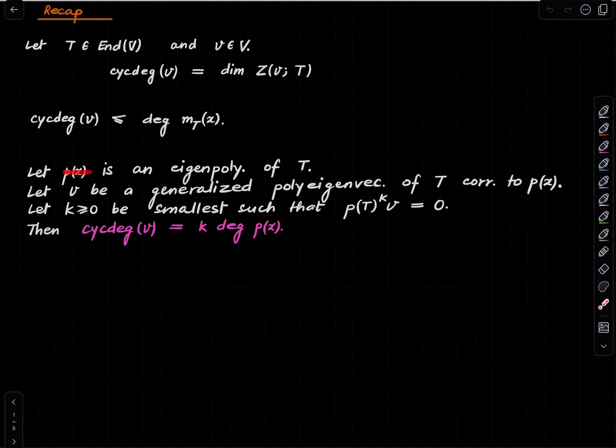If P(x) is an eigenpolynomial of T, and v is a generalized polyeigenvector of T corresponding to the eigenpolynomial P, let k be the smallest non-negative integer such that P(T) to the k applied to v becomes 0. There has to be such a k because v is a generalized polyeigenvector corresponding to the eigenpolynomial P. So let k be the smallest such integer. Then the cyclic degree of the vector v is k times the degree of the eigenpolynomial. Okay, so we will use this fact. All right, so let's move on.